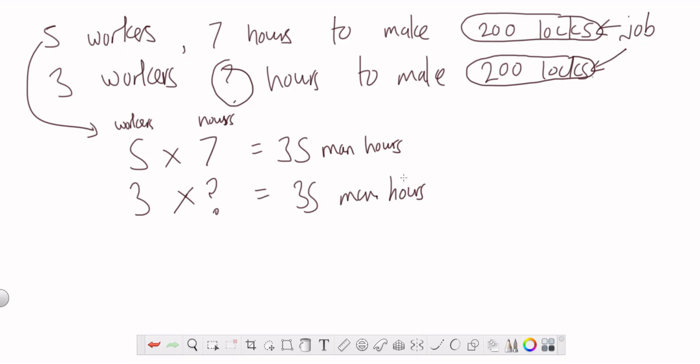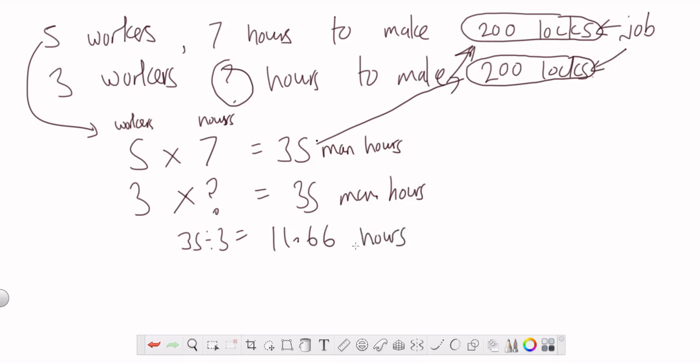Remember, to get the job done, it takes 35 man hours. To get this type of job done, it takes 35 man hours, right? So we've kept this number consistent, 35, we kept that constant the same. Now then, inverse operation, 35 divided by 3. Get 11.66 hours.